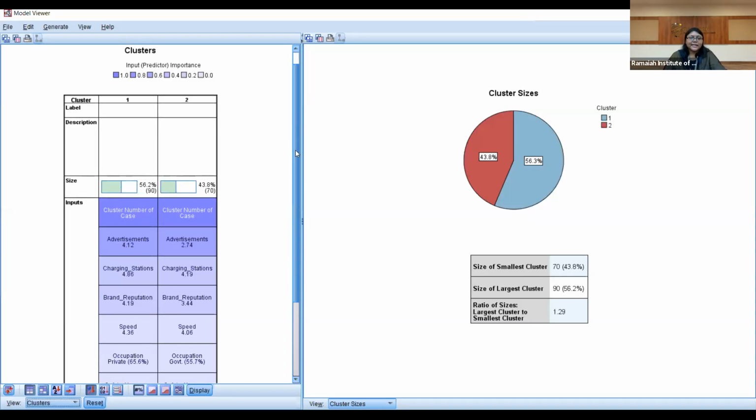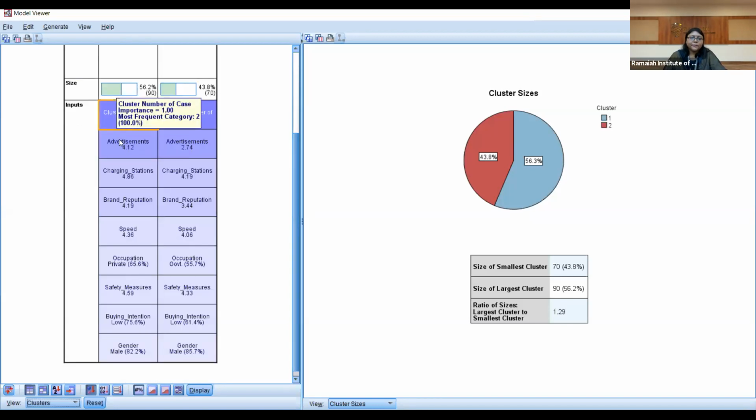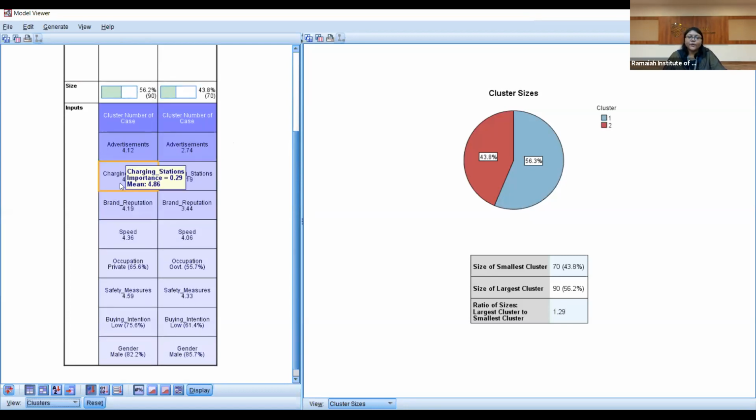So in this case, if you notice, the most important thing that we received is advertisements. Hope you remember the advertisement. The significance level was 0.000. So advertisement is the highest number. It is the benchmark for going ahead with this clustering, followed by charging sessions, followed by brand reputation, followed by speed. You see, the lighter the color, the lower the importance. The last one, having the lowest importance, is gender. That means gender doesn't have much importance in the preparation of these clusters. But advertisement does have an impact on this clustering.